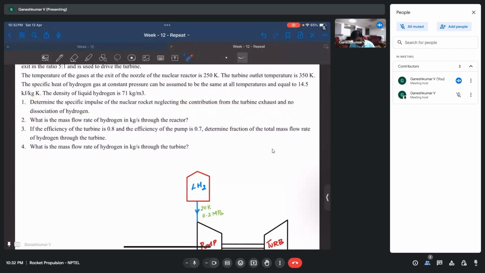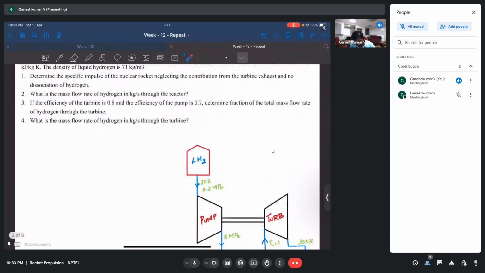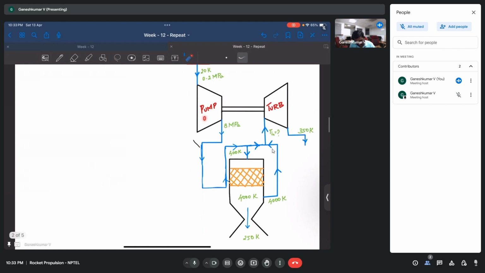The second question is the mass flow rate of hydrogen to the reactor. So what is the mass flow rate coming to the reactor is the question. And if the efficiency of turbine and efficiency of pump are this much and this much, which is 0.8 and 0.2, determine the fraction of total mass flow rate of hydrogen through the turbine. So basically, they have the efficiency of pump and efficiency of turbine, and given these efficiencies, I want to know what is the fraction of mass flow rate through the turbine. Fraction in the sense, in the total mass flow rate, what is the amount going through the turbine?